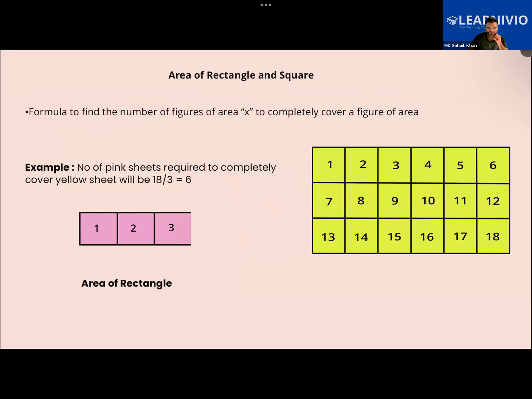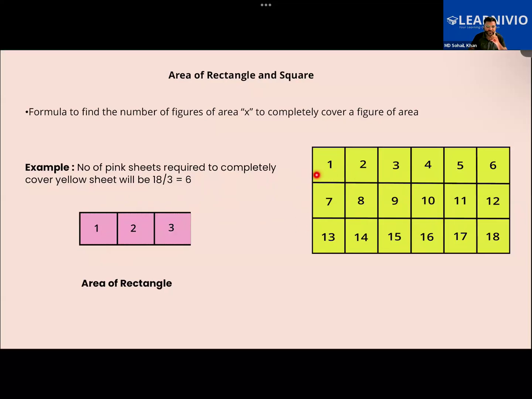So look at this given figure over here. In total, how many squares are there? There are a total of 18 squares in this. Now, suppose we need this pink sheet to completely cover this figure. How many pink sheets will be required such that it completely overlaps this figure here?